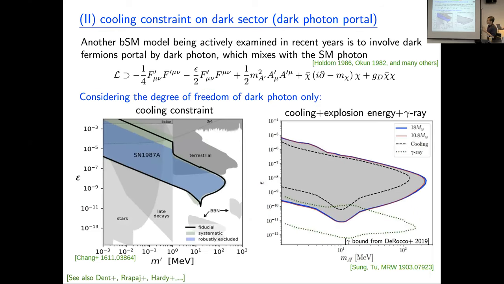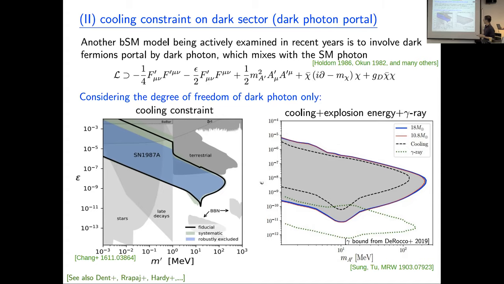Similarly, the Raffelt constraint has also been used to place bounds on the mixing parameter space of the dark sector. For example, if you completely ignore the degrees of freedom of dark fermions by considering only the dark photon, you can say the dark fermion is too heavy, and the dark photon is in the mass range of a few hundred mega electron volts, so I don't care about the dark fermion in the supernova environment. Then there are many recent works that look at this problem and typically put a constraint from the Raffelt cooling bound on the mixing angle, shown against the dark photon mass m prime in this parameter space. You can see that it complements other bounds, for example from late decay, from the stellar horizontal branch, or from terrestrial beam dump experiments, to fill in this part of the parameter space.